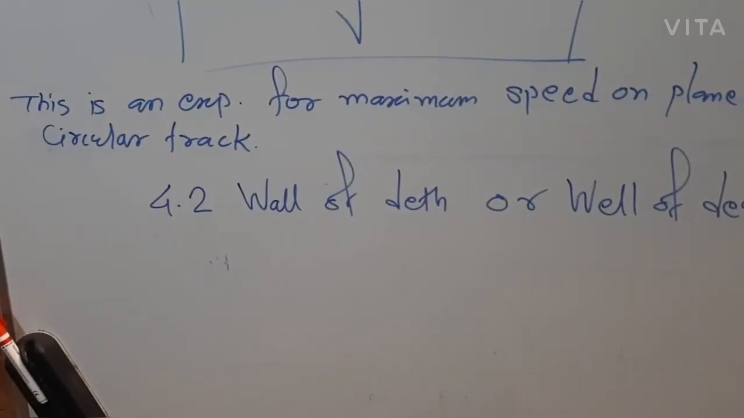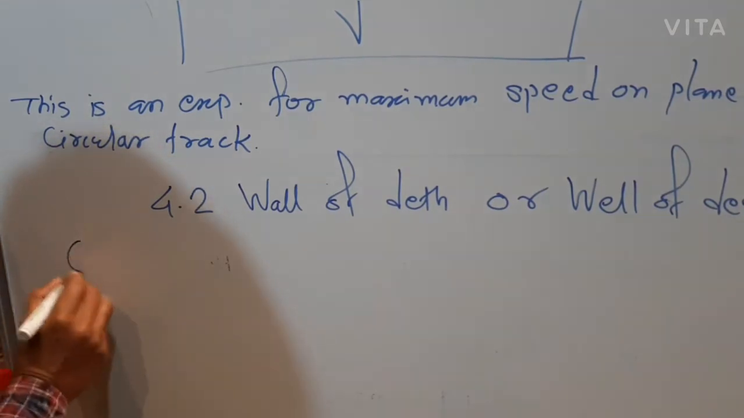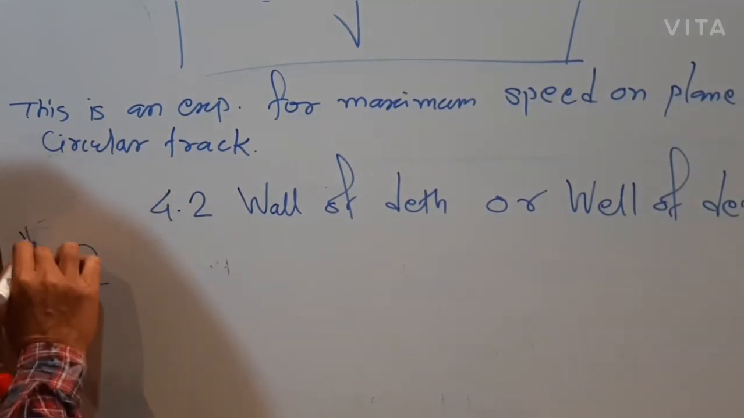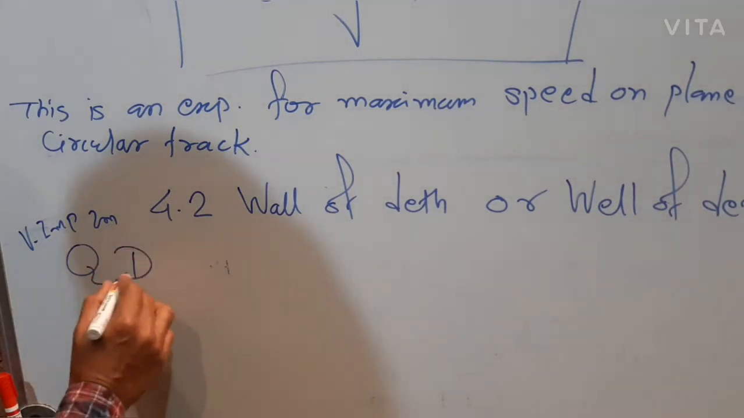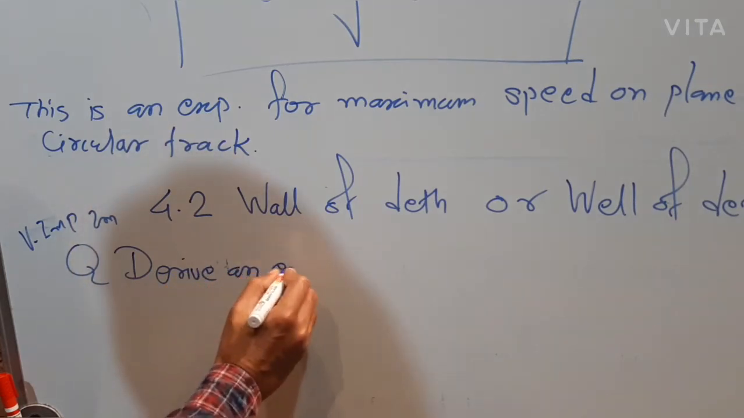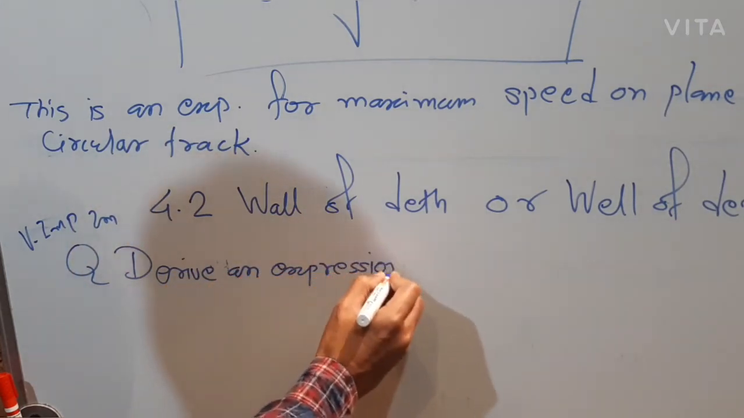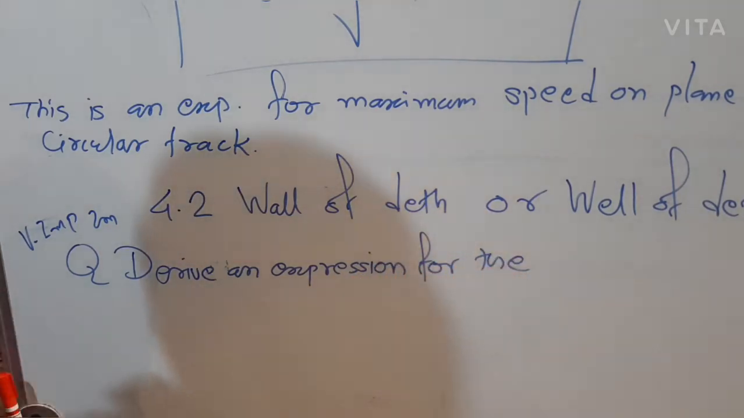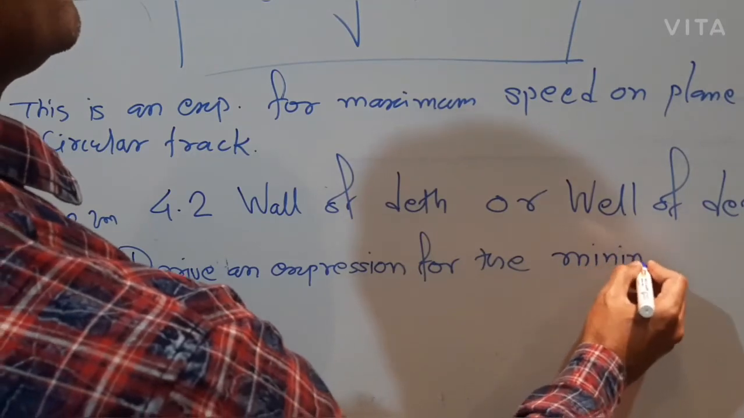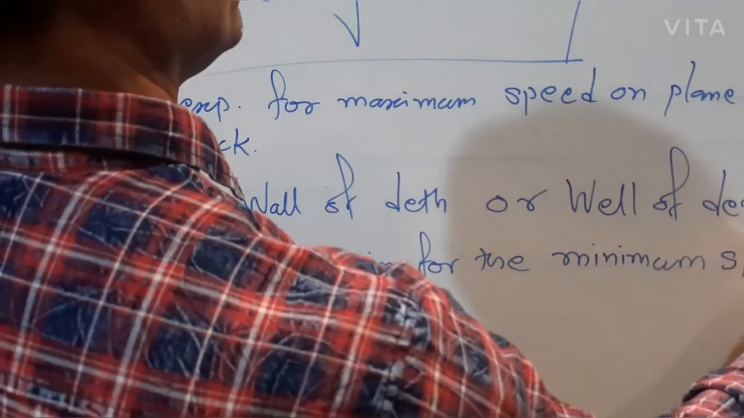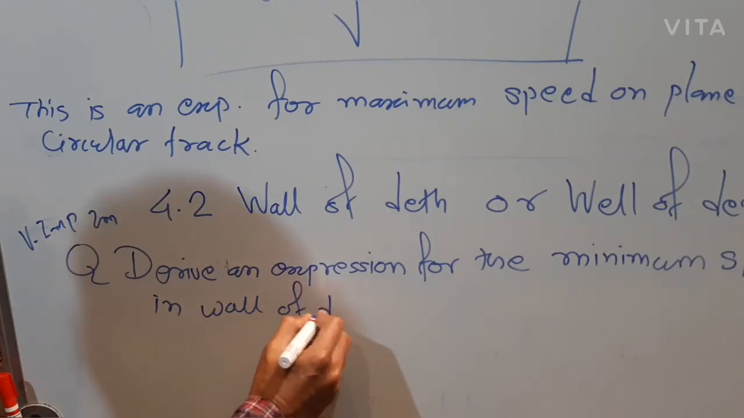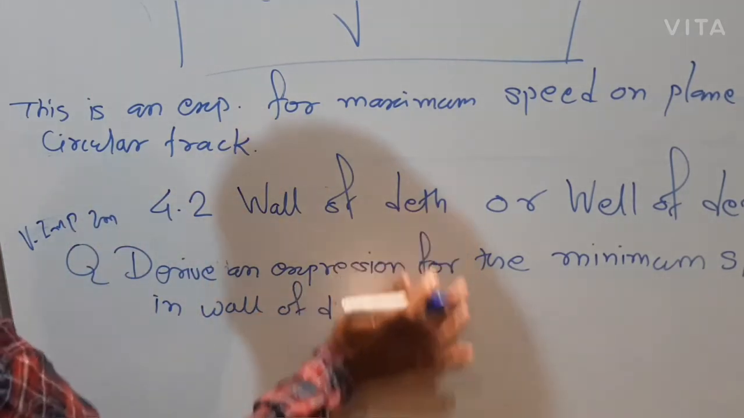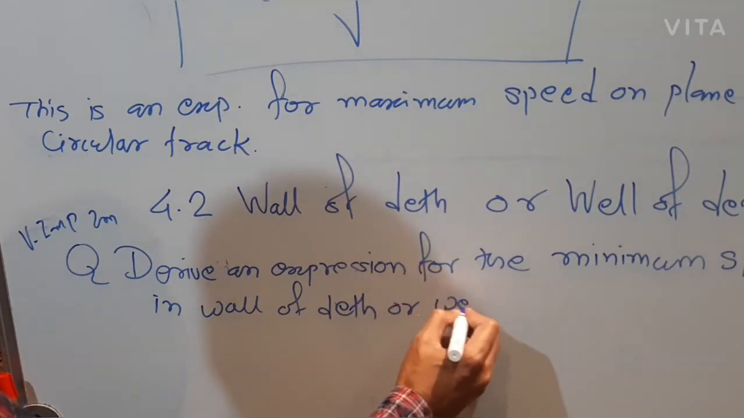And the question will be asked on this point. Write down, this is also a VIMP point for 2 marks. Write down the question: derive an expression for the minimum speed in wall of death or well of death.